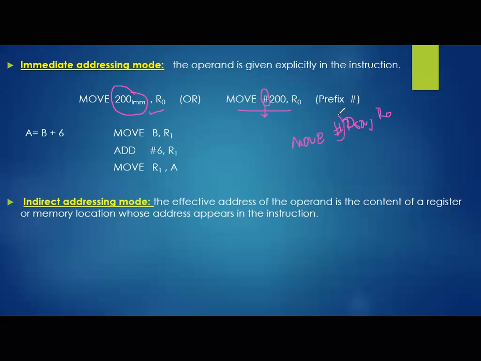Why? Because we are using the hash sign over here. It is not compulsory that only an integer can be shifted to R naught, or that an integer must come after the sharp sign. No, it is not. Whatever you want to represent after this sharp sign, the same thing will be shifted to R naught.